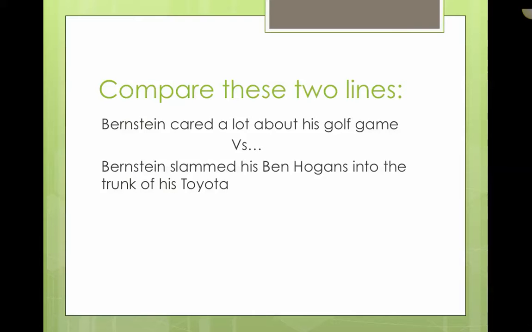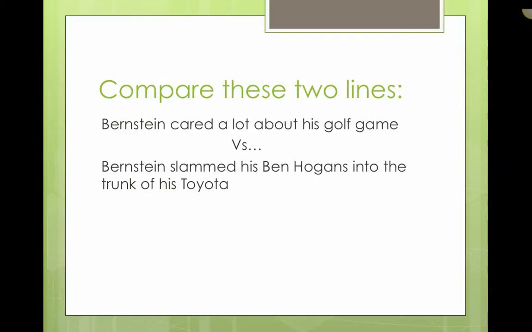The action of Bernstein slamming his golf clubs down into the trunk of his car reveals a lot of things about him. It may show that he's careless, that he's angry, that he's upset, frustrated. He may be angry about his game. Maybe he lost the golf game he just played or played poorly. He may be angry about something else that is distracting him and affecting his golf game. There's a lot of different things that we can take from these lines.